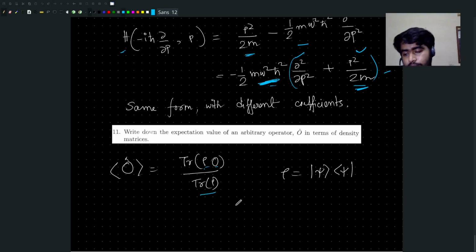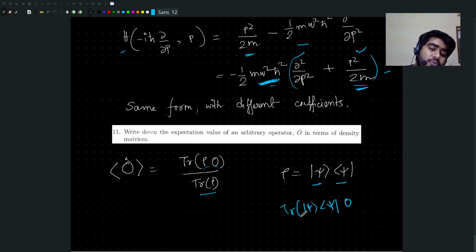You can understand this in a simplified manner: the rho operator is just the outer product of psi with psi, and if you write psi and O and take a trace over it, this becomes nothing but psi O psi. So this is nothing but your normal expectation value, and the trace of rho is there to take account of the normalization.